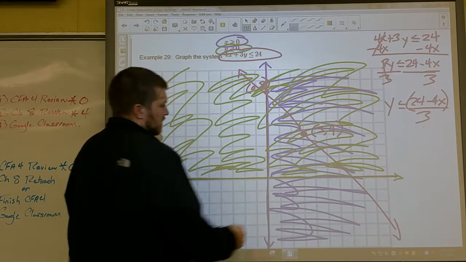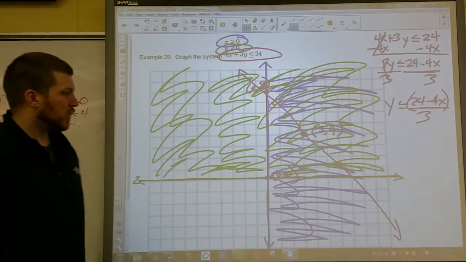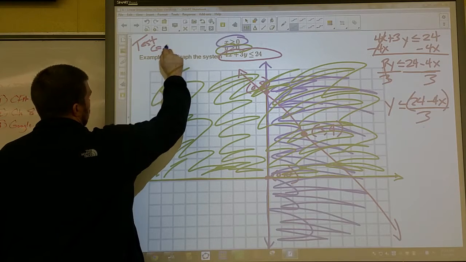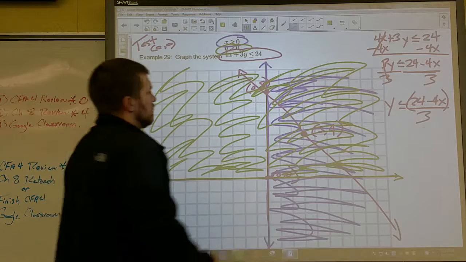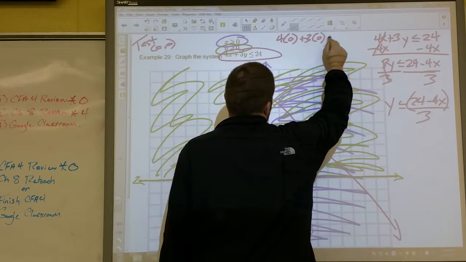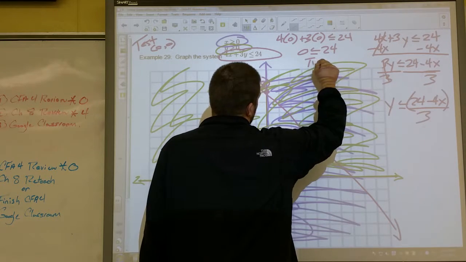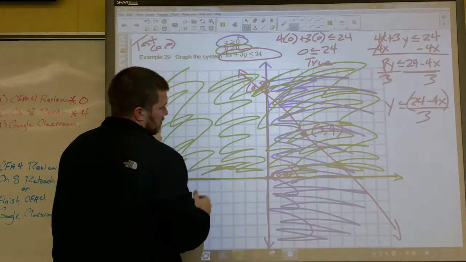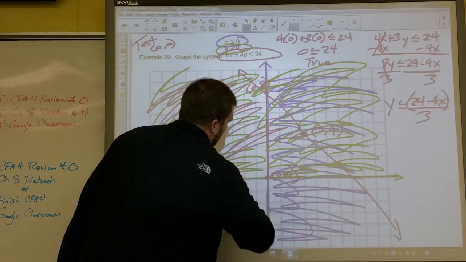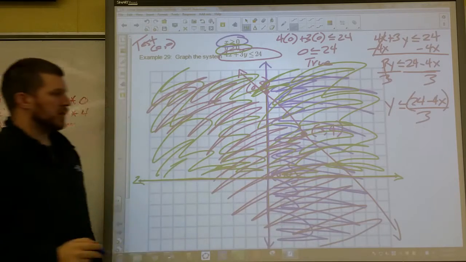And I want to pick a point to test. Obviously, 0, 0 is right here. It does not live on our boundary line, so I can test it. So I'm going to test 0, 0 in the bottom inequality to figure out where to shade. So I have 4 times 0 plus 3 times 0 less than or equal to 24. 0 is less than or equal to 24 is true. So I'm going to shade on the same side that 0, 0 lives. So all of the shading on this side of the purple boundary line will solve only the bottom inequality.